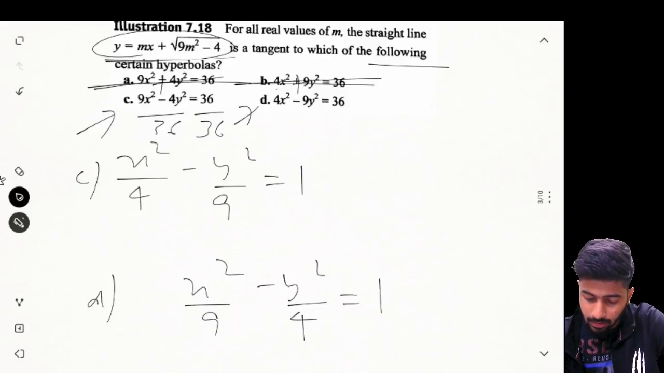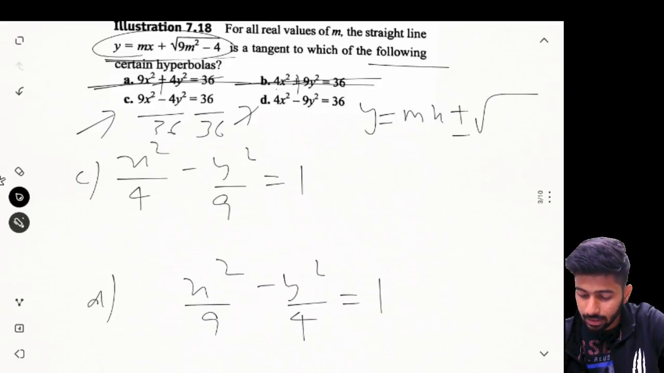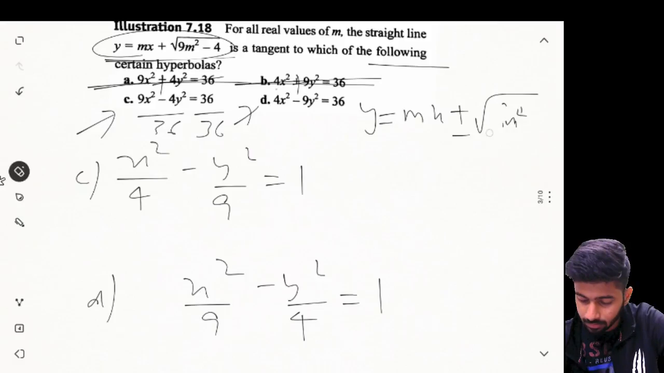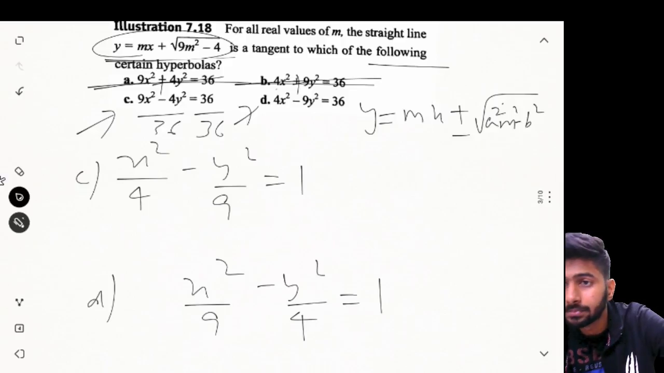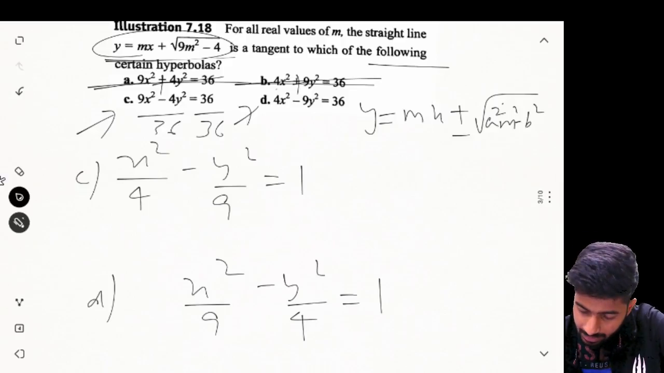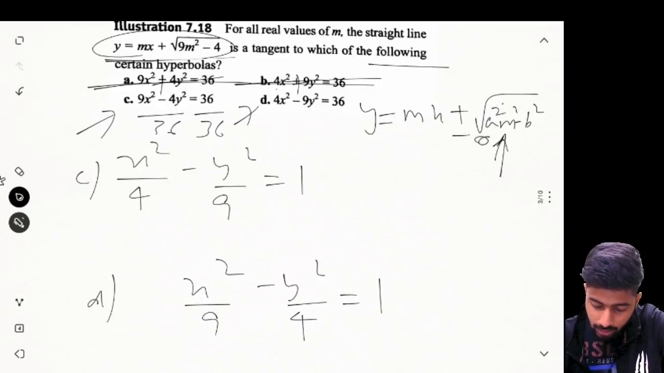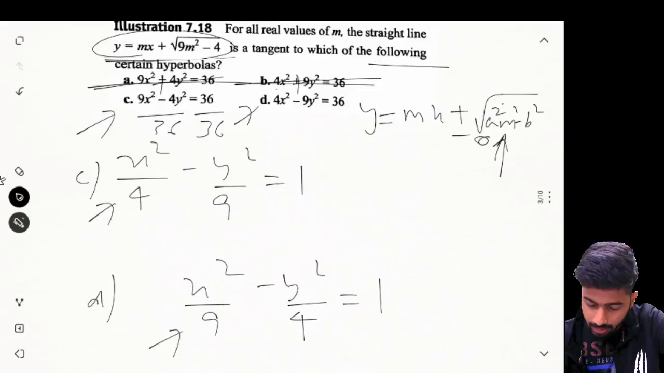So a straight line is a tangent to the hyperbola if y is equal to mx plus or minus under root a square m square minus b square, right? So against m square, the coefficient of m square should be a square, right? A square is what comes below x square. So here you have a 9, here you have a 4.